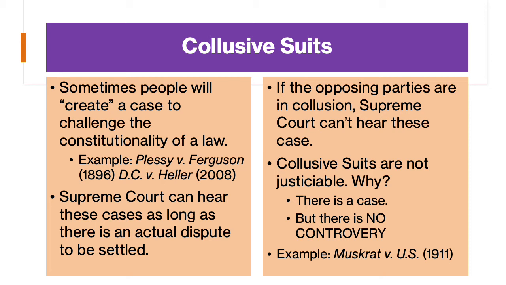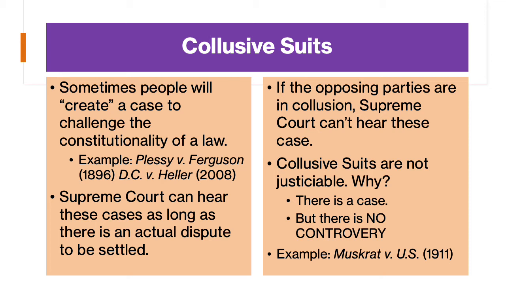And both Muskrat and the United States were sort of wanting the same outcome, right? They wanted those laws to be found to be unconstitutional. And so the Supreme Court ruled in Muskrat versus the United States that it's a collusive case and it's not justiciable. And why is it not justiciable? Well, there's a case, so an action has been taken, but there's no controversy, right?